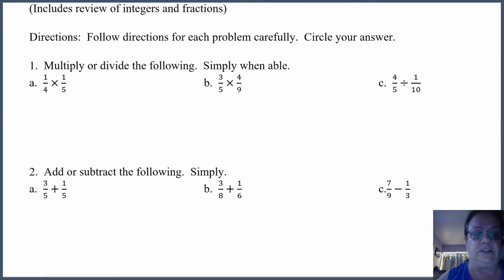Okay, so let's look at our first problem. Multiply or divide the following. Well, this is multiply. Remember, multiply, we just do straight across. So we want 1 times 1 and 4 times 5. So 1 times 1 is 1, 4 times 5 is 20, and we're done.